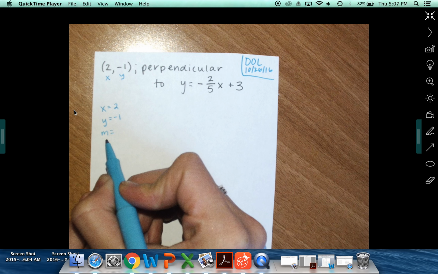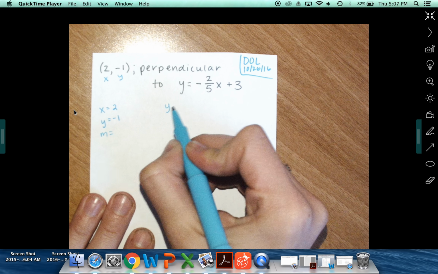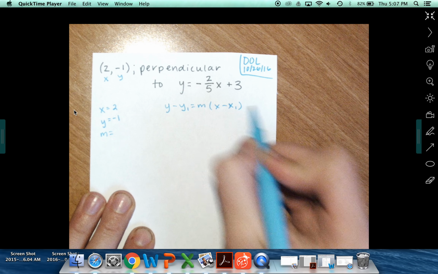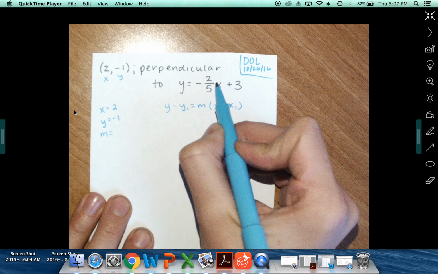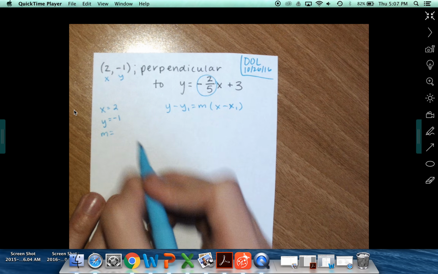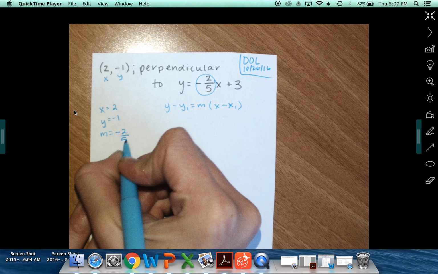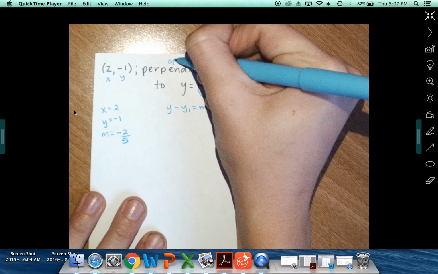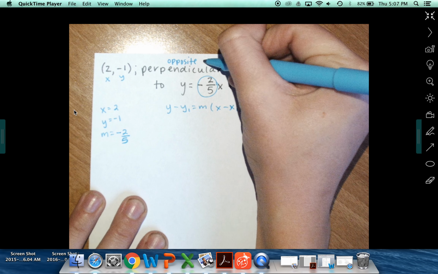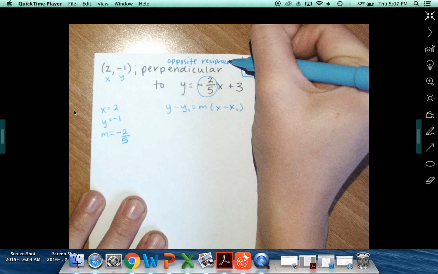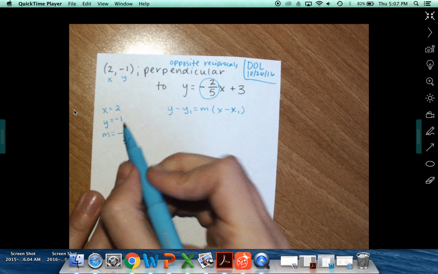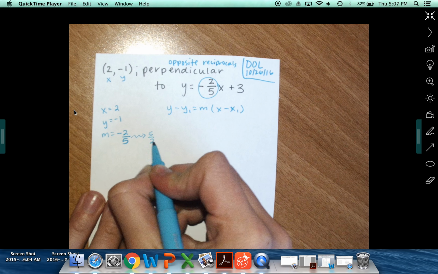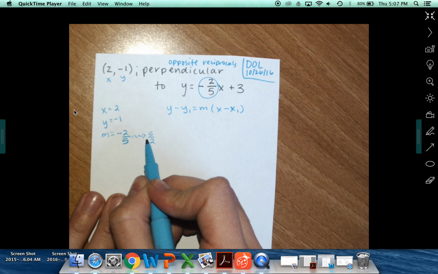The thing I didn't know was M, my slope. Write your formula out if you need that. I didn't know my M, but I do know the slope of the line they gave me is -2/5. Remember, perpendicular slopes are opposite reciprocals. So instead of 2/5, it's going to be 5/2, and instead of negative, it's going to be positive.